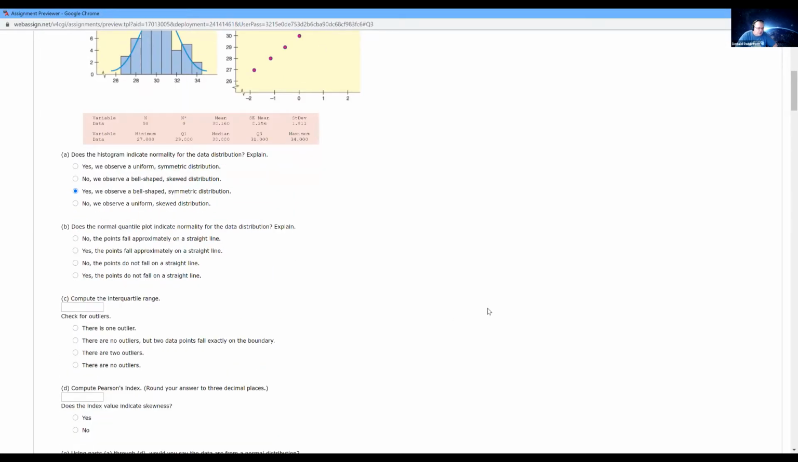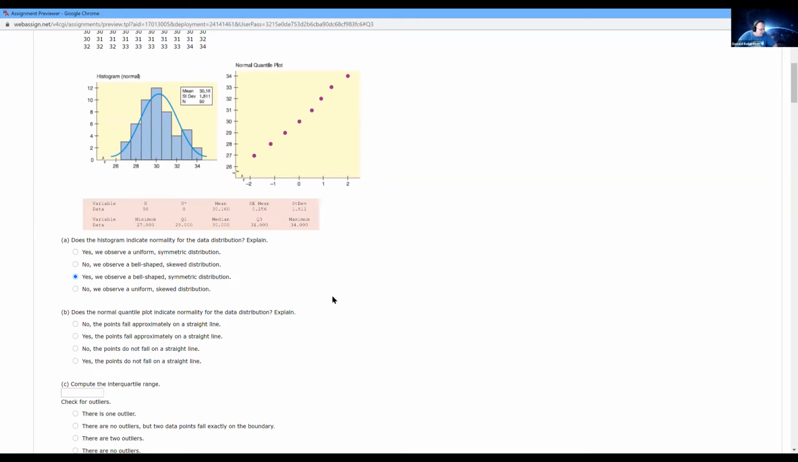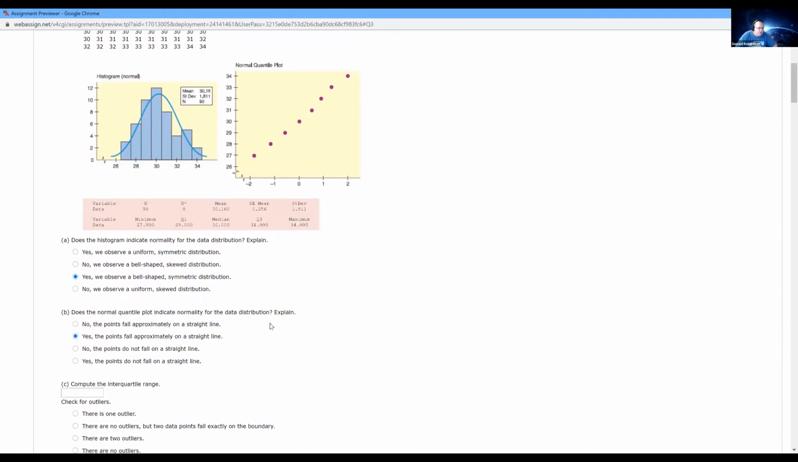Does the normal quantile plot, that's this thing, indicate that the data is normal, so that we can use all the normal stuff? And the answer is yes. And yes, the points fall approximately on a straight line, right? Which is the test. Now, compute the interquartile range. Very faintly, can you see that the Q3 is 31?